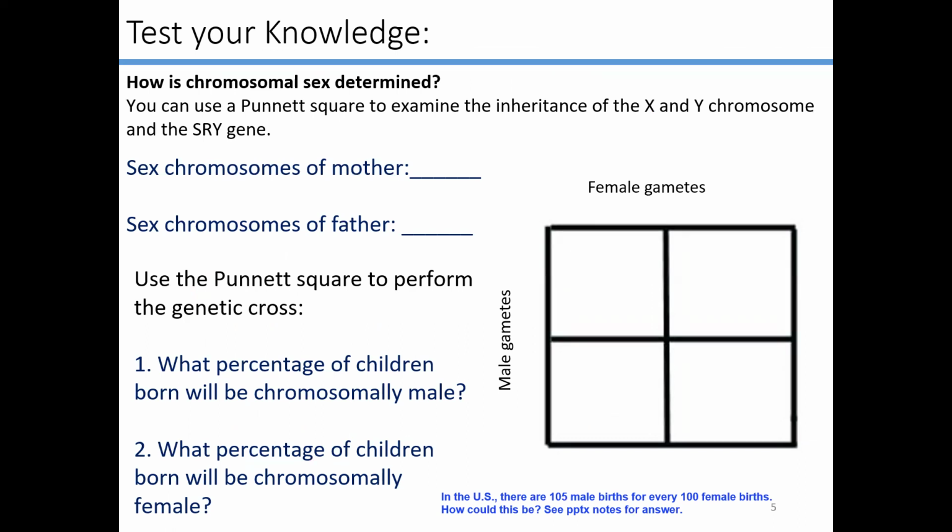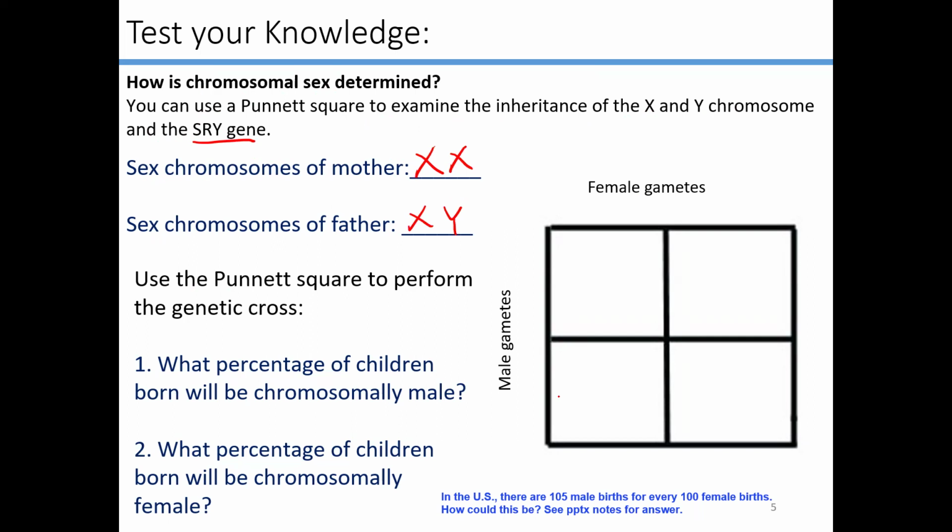All right, welcome back, and let's check out this problem. It says, how is chromosomal sex determined? You can use Punnett squares to examine the inheritance of X and Y chromosomes and the SRY gene, which we'll talk about in just a second. So when it comes to sex chromosomes of a mother, remember that's going to be a female, so it has to be XX. For father, it's going to be XY.